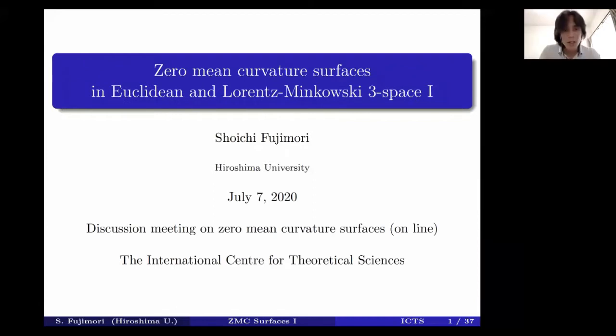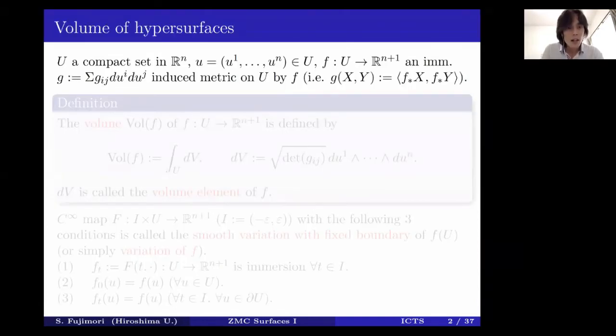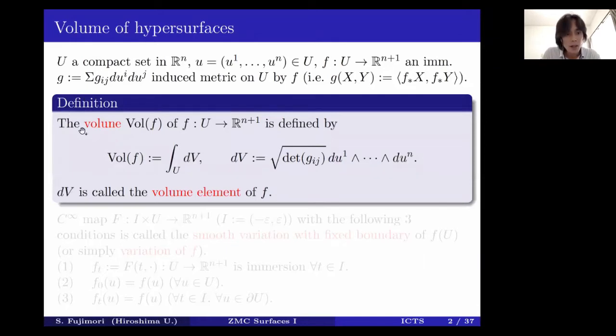Okay, let's start. I mainly consider surfaces in R3, but for a moment, we start from hypersurfaces in Rn+1. And I will say local stuff. Let U be a compact set in Rn with local coordinates here. Let F be an immersion from U into Rn+1, and G an induced metric on U by F. And the volume of F is defined this way, where dV is the volume element of F.